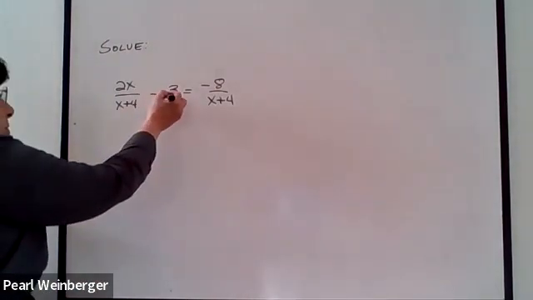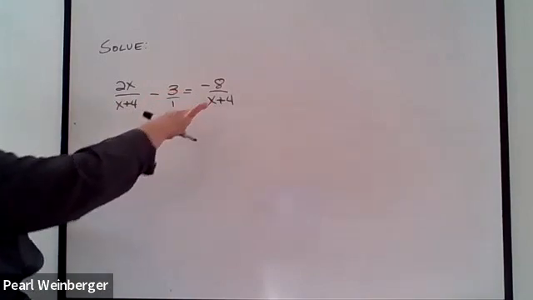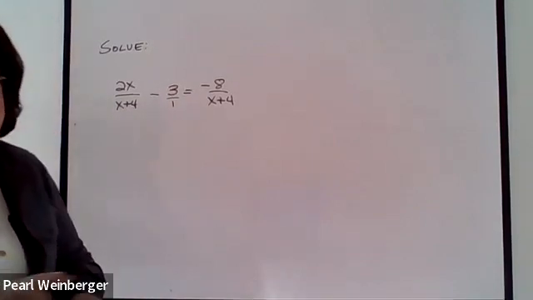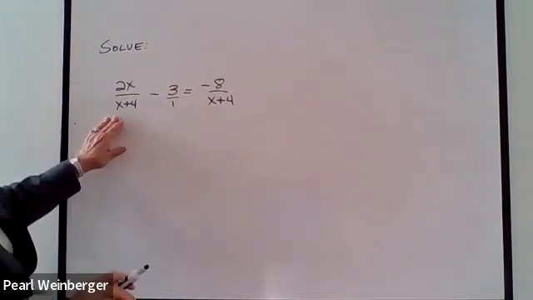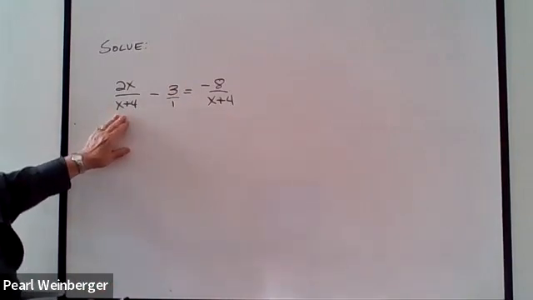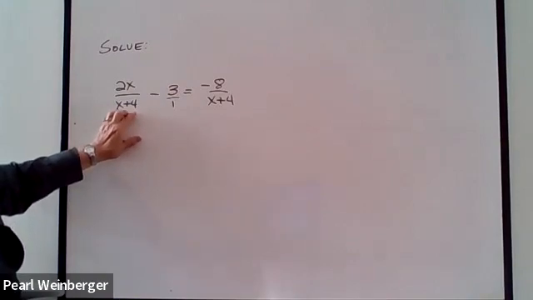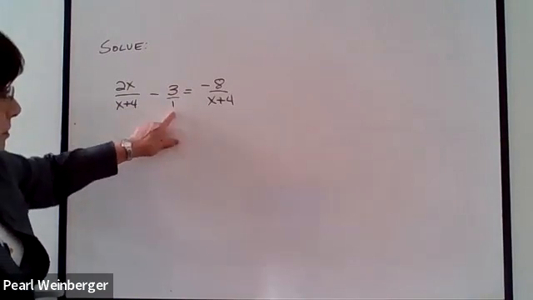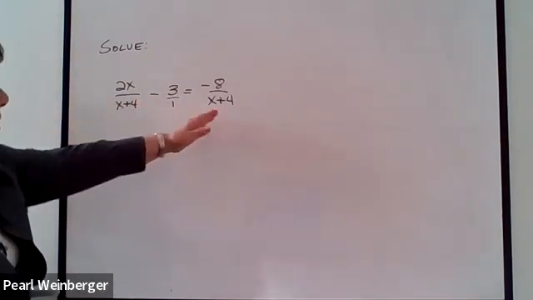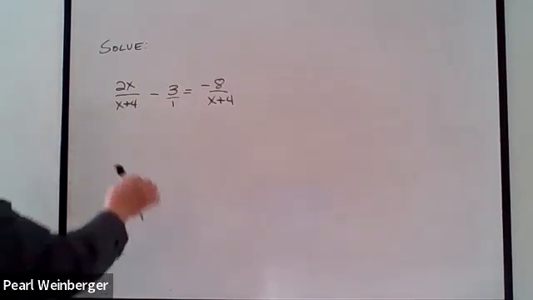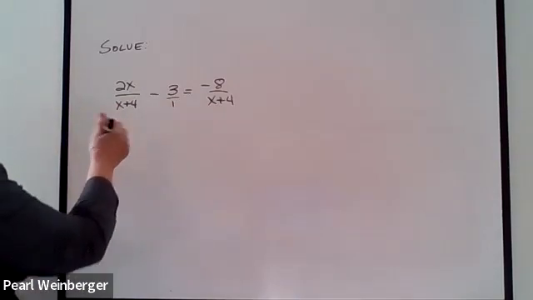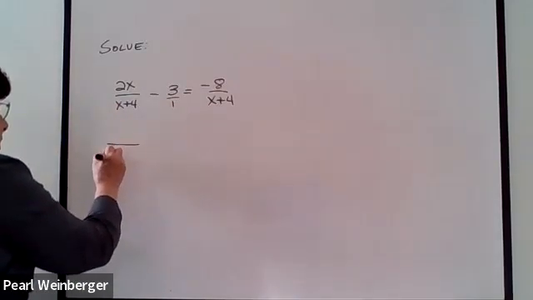We're going to put this as 3 over 1 so that everything looks like fractions, and we're going to find our common denominator. If you notice, the common denominator is very easy because the only denominator I'm really seeing is x plus 4. This is a 1, so anything goes into 1, and 1 goes into anything. I don't even have to do any factoring. My common denominator is going to be x plus 4.